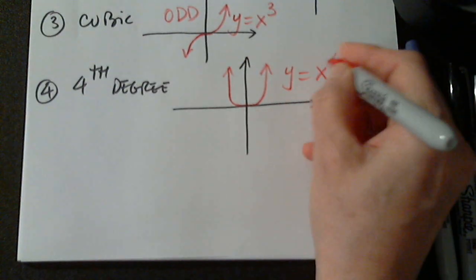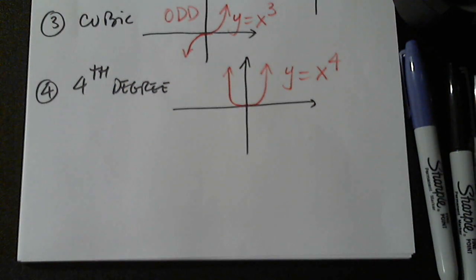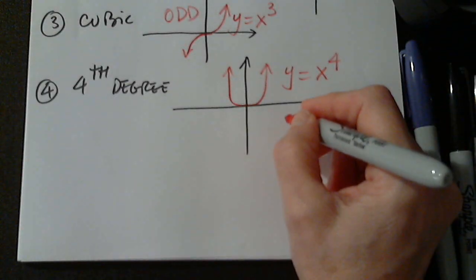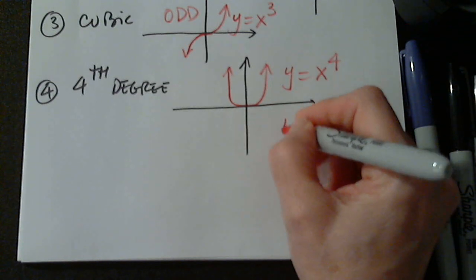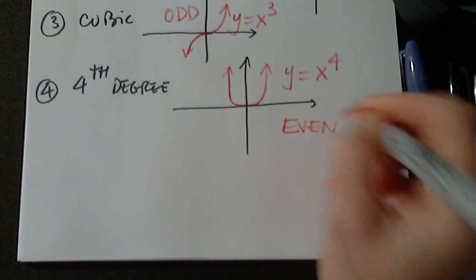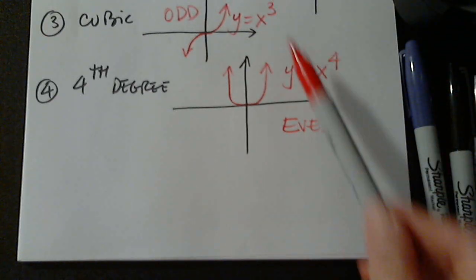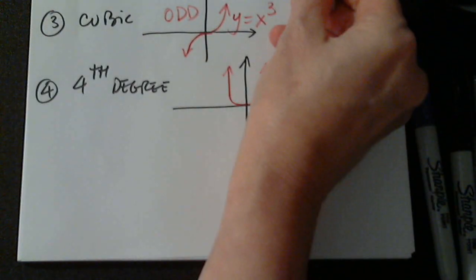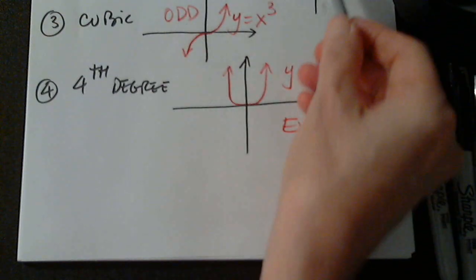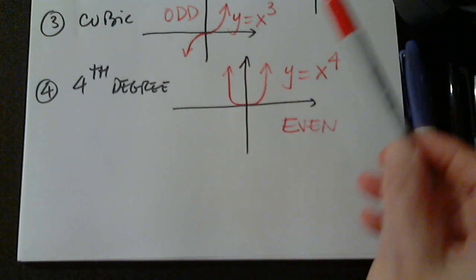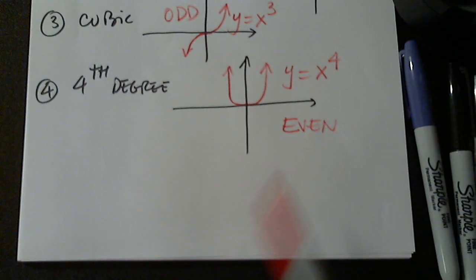So y equals x to the 4th degree. Odd, even, or none of the above? Even. Very good. Thank you so much. Of course, you see the resemblance. Degree 1 and degree 3. Degree 2 and degree 4.